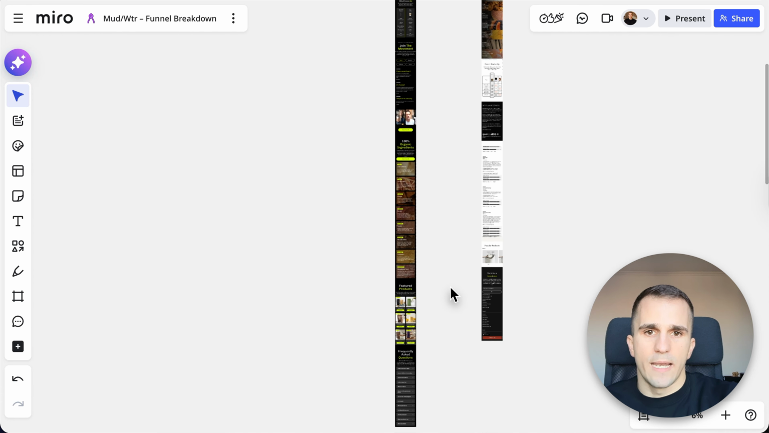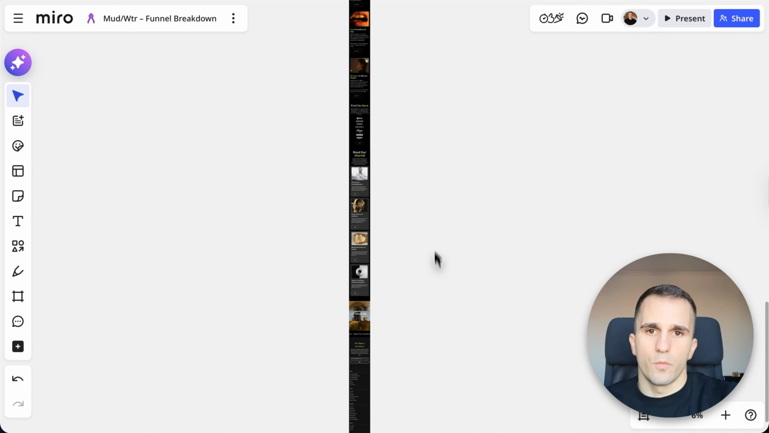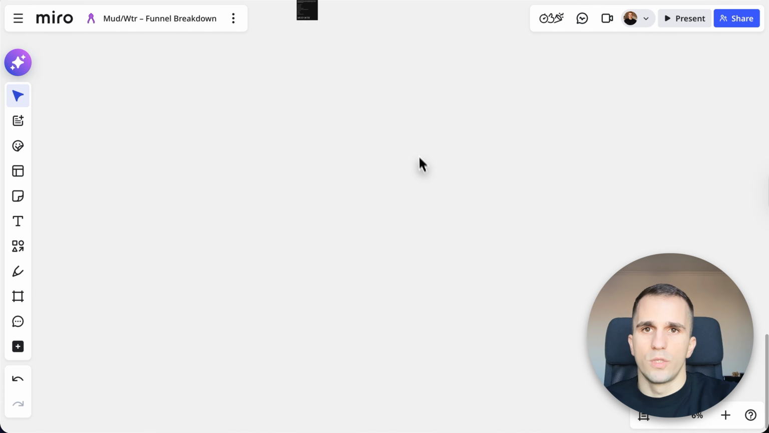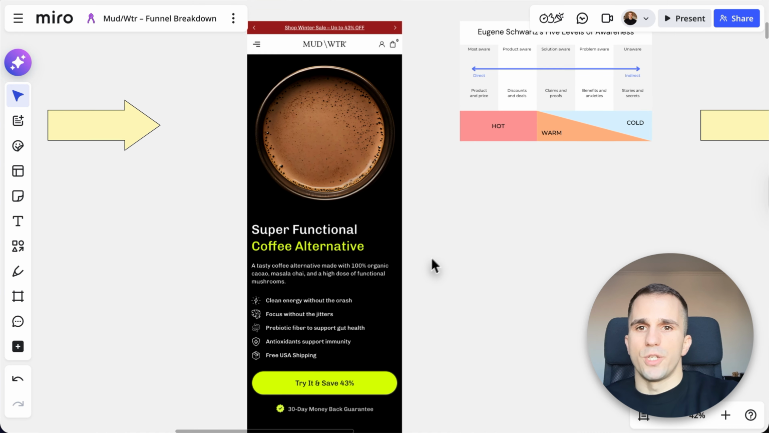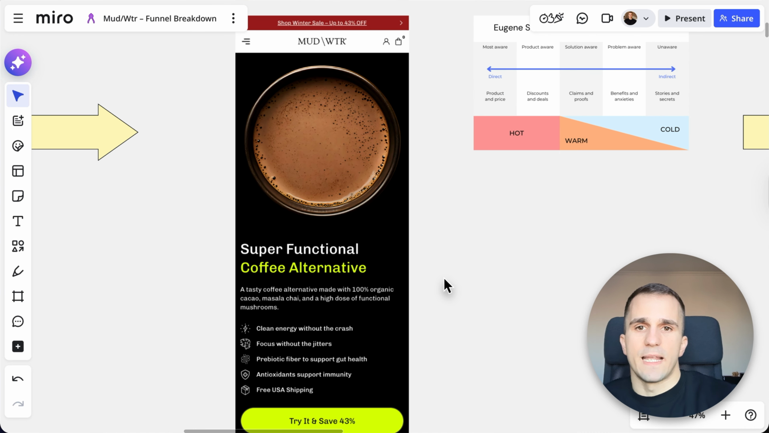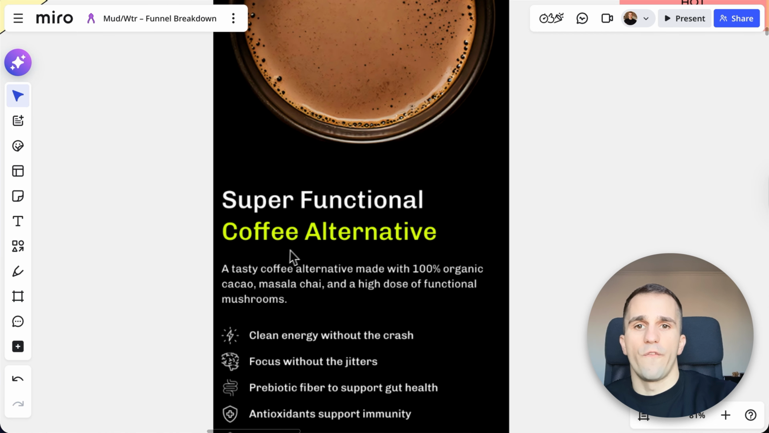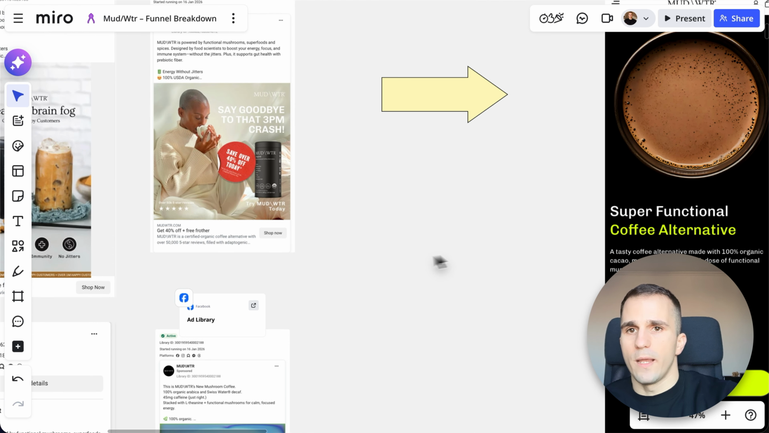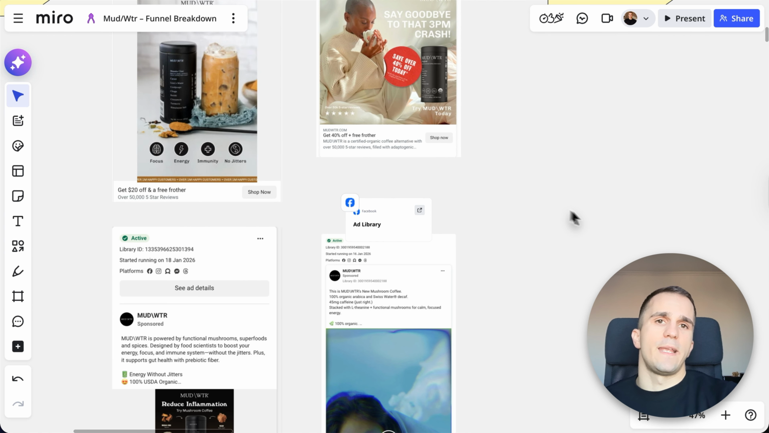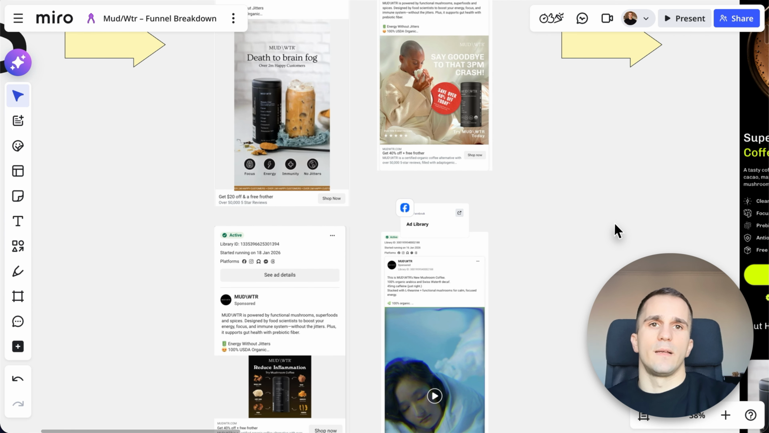I don't think it's really necessary to be this long, but this is what you would typically see with bigger e-commerce stores. The first part of the landing page is just stating the benefits and what it actually is. So basically, it's a super functional coffee alternative. So now we got their attention by saying that the coffee is the problem, the coffee is why you have that 3 p.m. crash, why you have the brain fog.